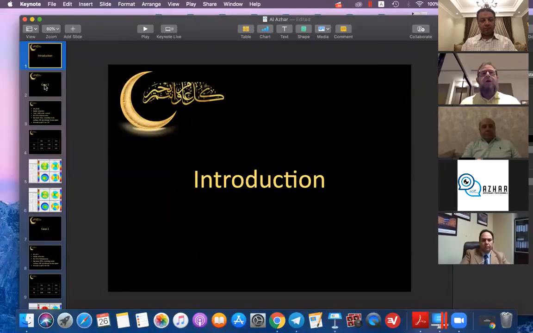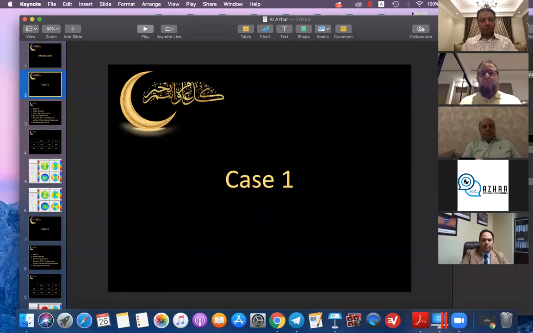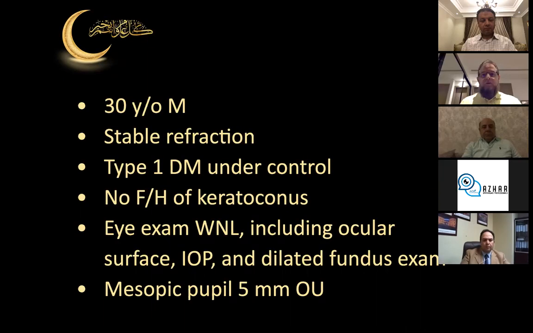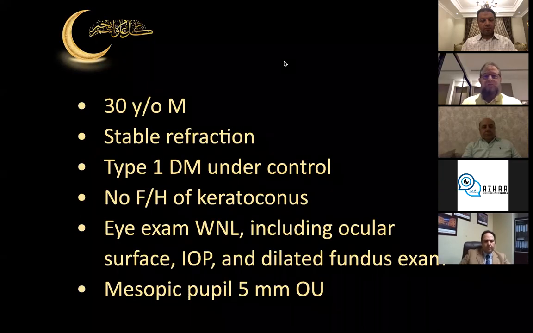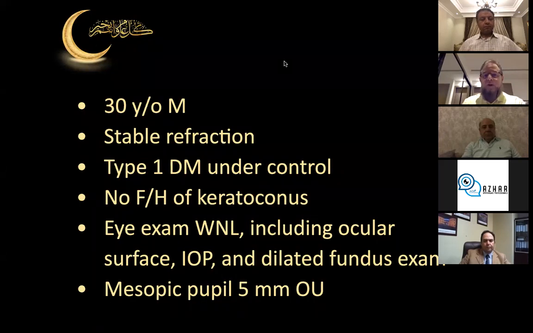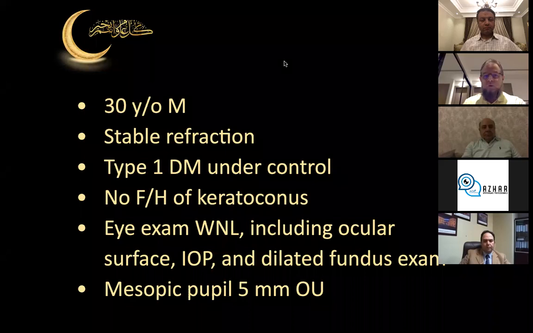Topography. Now I'll start with case number one. Case number one is a patient who is a 30 years old male. He has a stable refraction. He has type 1 diabetes mellitus under control. No family history of keratoconus. Eye exam within normal limits, including ocular surface, IOP, and dilated fundus exam. The mesopic pupil is 5 millimeter OU.